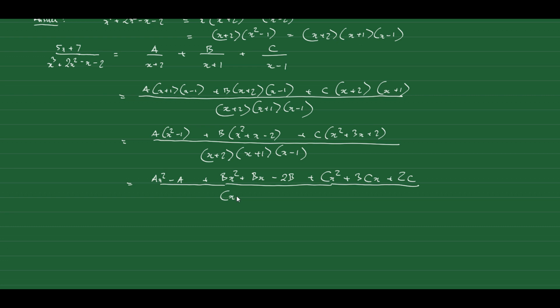Then after you distribute it, you have to distribute the letter also. You can distribute that one. So you will see that you have ax squared minus a plus bx squared plus bx minus 2b plus cx squared plus 3cx plus 2c over everything over the bottom. So you have x plus 2, x plus 1, x minus 1. Then you have to factor them out.